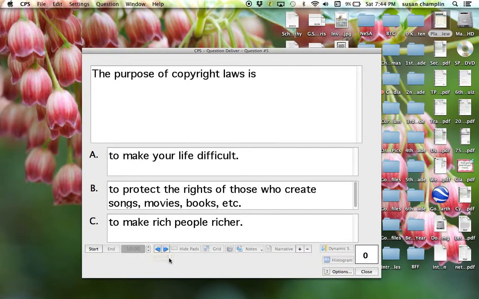This particular question, I tried to make it easy and a little bit funny. I was just being humorous. The purpose of copyright laws is to make your life difficult, to protect the rights of those who create songs, movies, books, etc., or to make rich people richer. And that's one that pretty much everyone got correct.